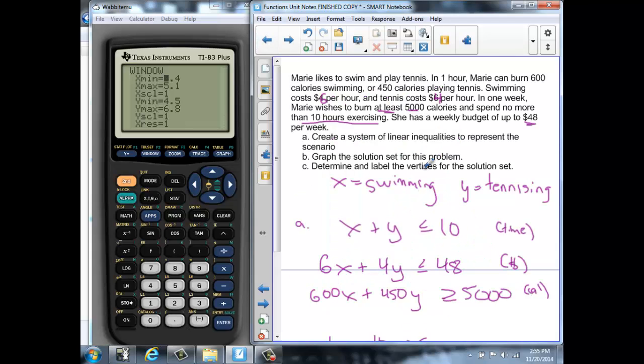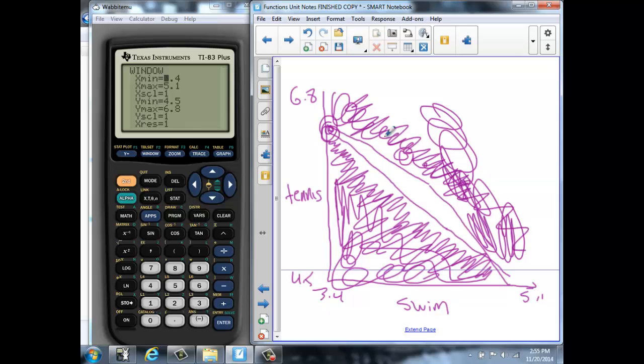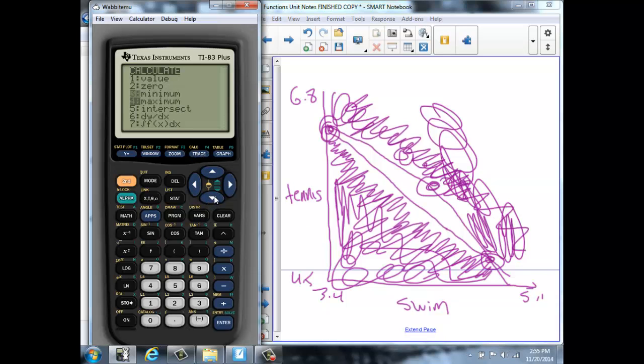So we're almost done. All we need to do now is find the vertices for the solution set. So we've got to find this intersection point right here, this intersection point right here, and this intersection point right here. So anything inside this little region is where this would work. Wait, which one? So you've got to find where these points cross, and these points cross by doing intersect. Here's the only downside: it may be kind of hard to see the cursor on here right now.